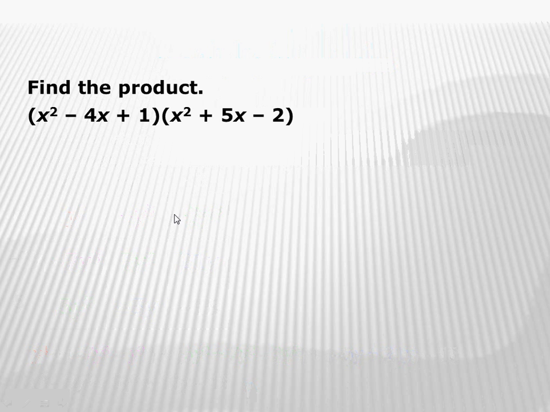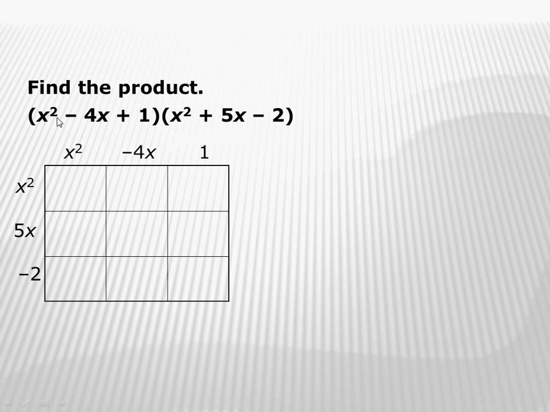So now I want you to try this one on your own. I'm going to help you set up your table. So we have a 3 by 3. I've taken my first polynomial and written it, the first one I wrote horizontally. It doesn't matter. I went the other way on the last one, but it doesn't matter which one you do where. So the first one I wrote across the top. The second one, this time I put down the side. And I want you to go ahead and fill in the box. Then go through and combine all of your like terms. So pause the video, and when you're done, come back and I'll show you the answer.